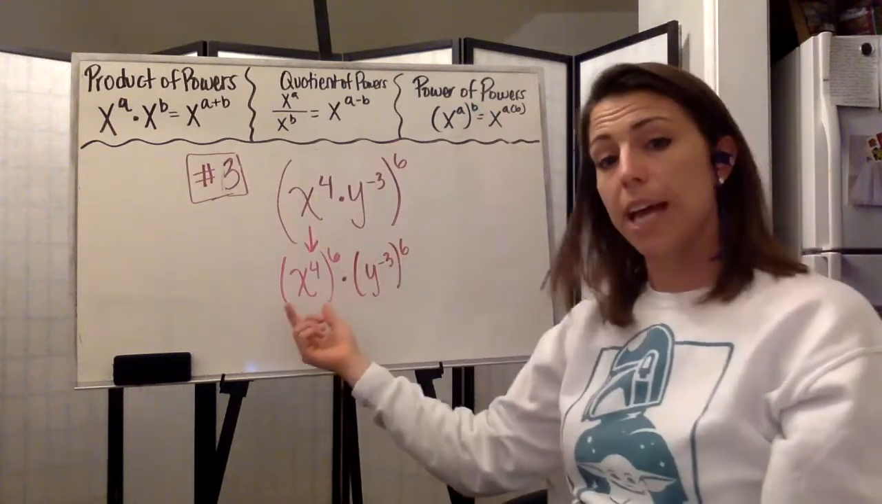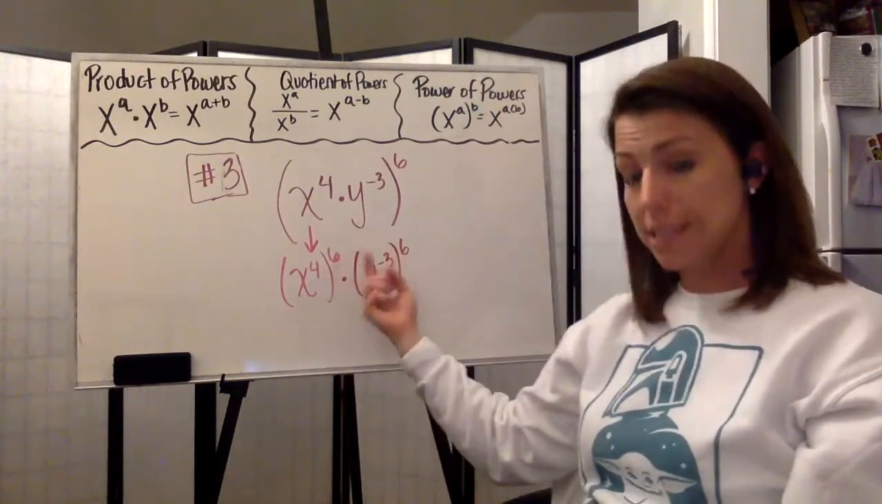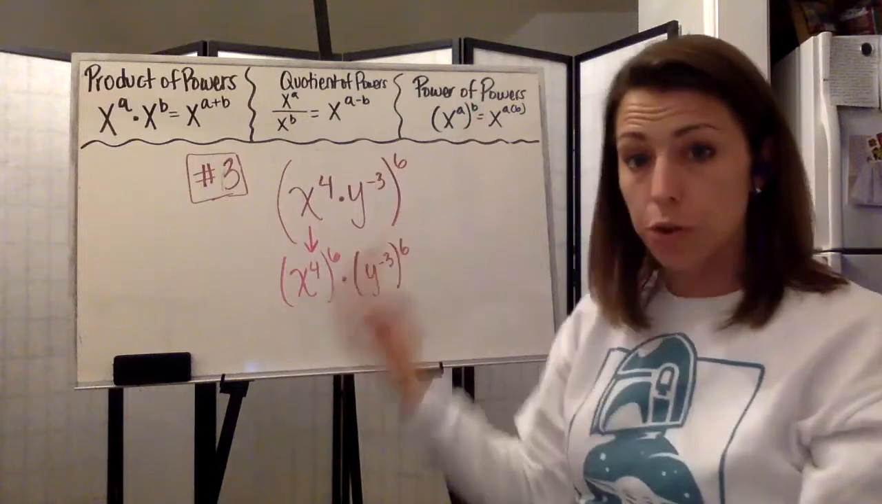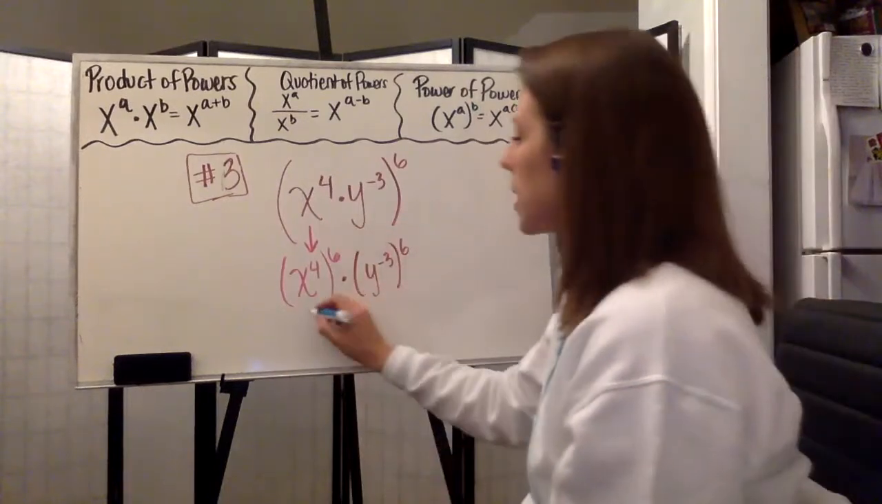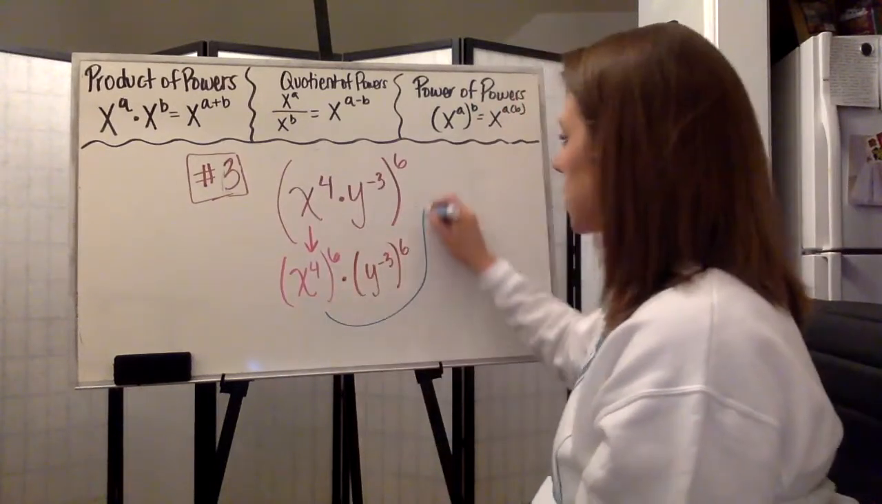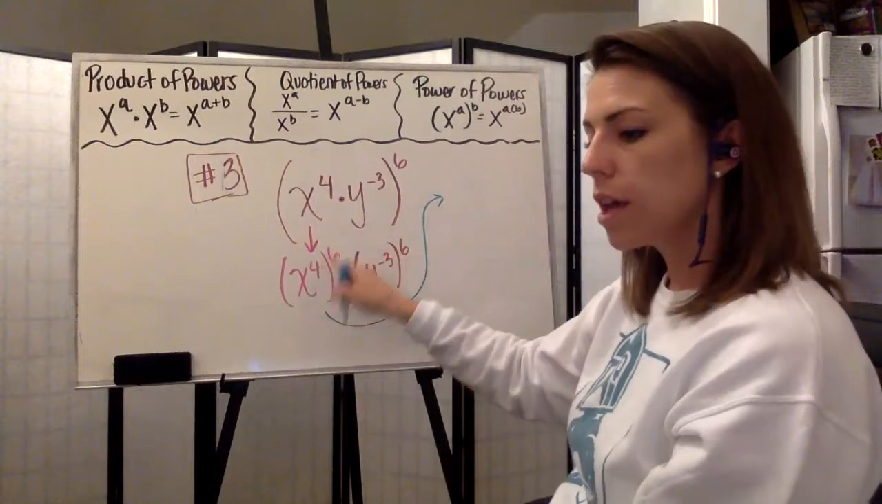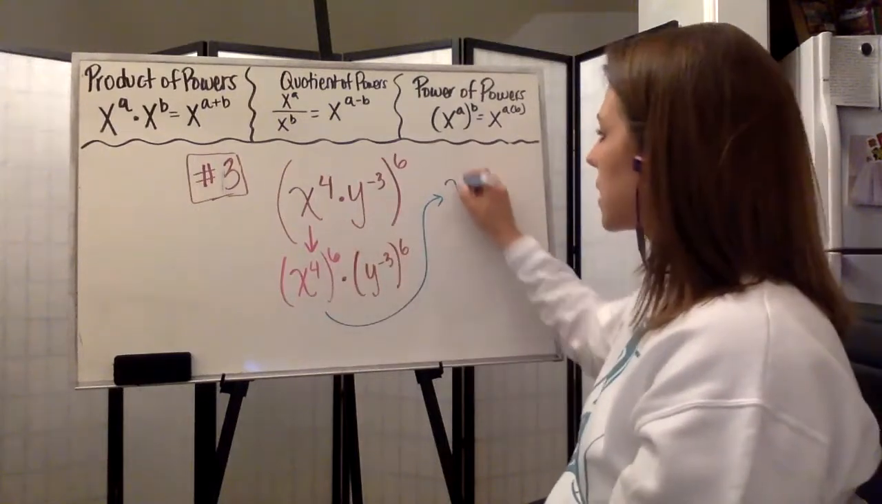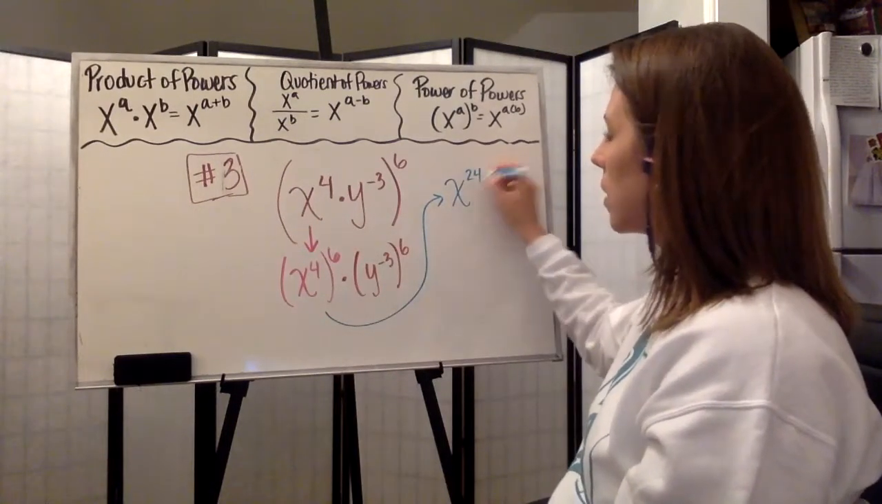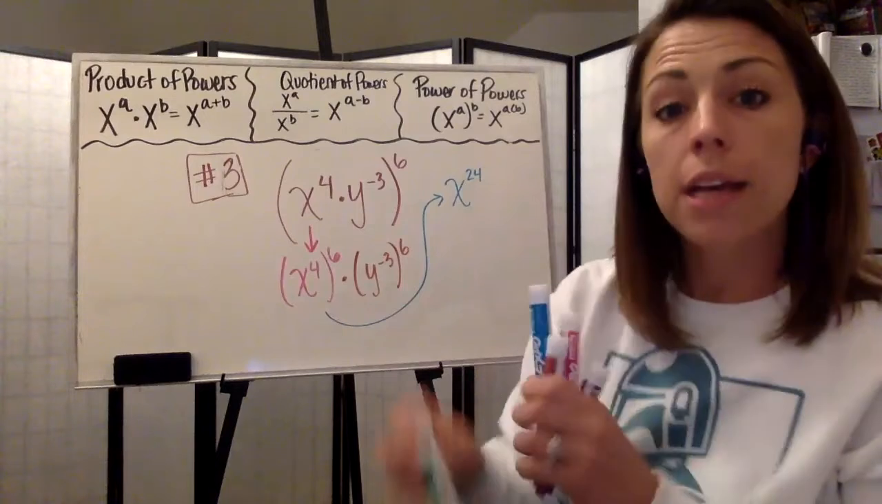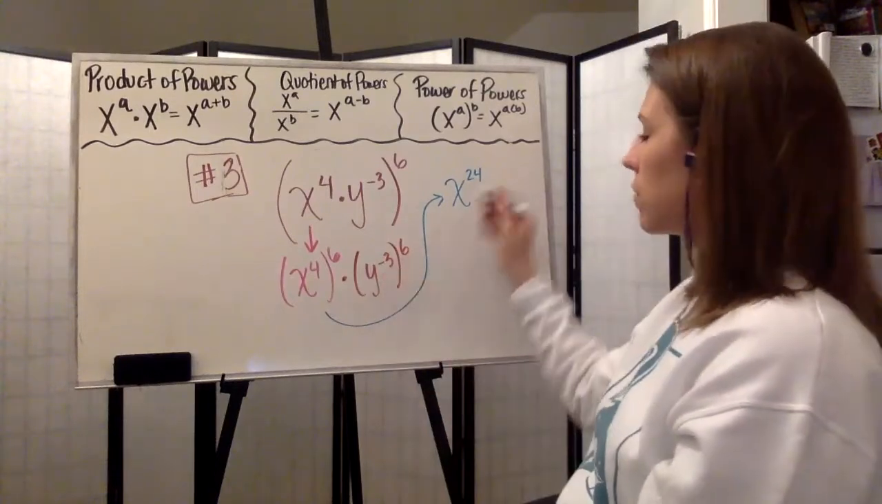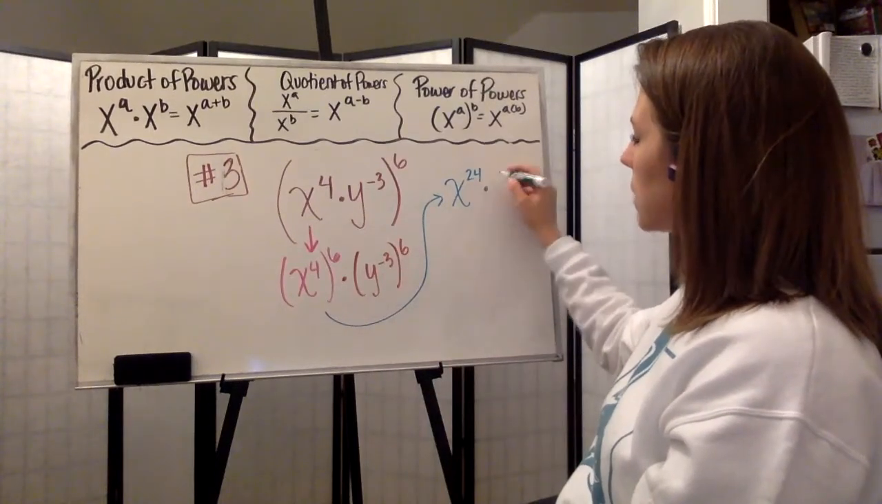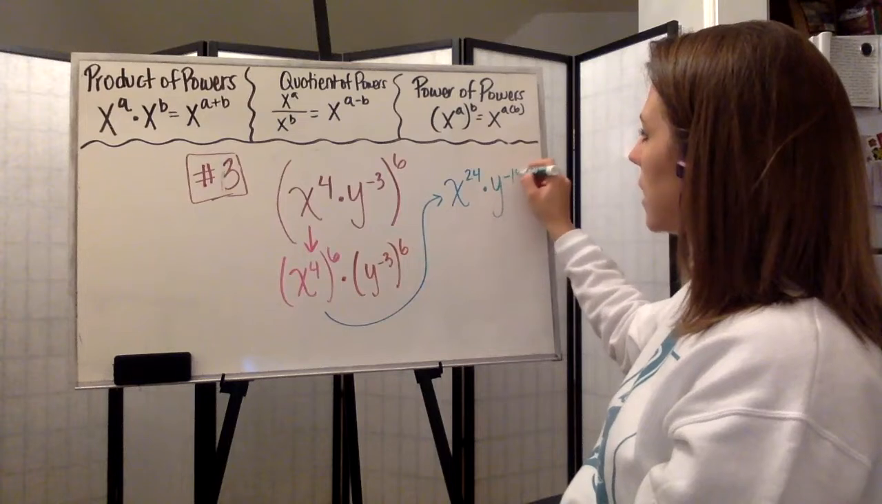Now I can use the power of a power property, which is multiplying the exponents. Why? Because I'm multiplying x to the 4th by itself 6 times. So that's basically 6 groups of 4. So that means here we have, let's move this up here, x to the 4 6 times, that's 4 groups of 6, that's x to the 24th, right? 4 times 6 is 24, times y to the -3rd to the 6th, -3 times 6 is -18.